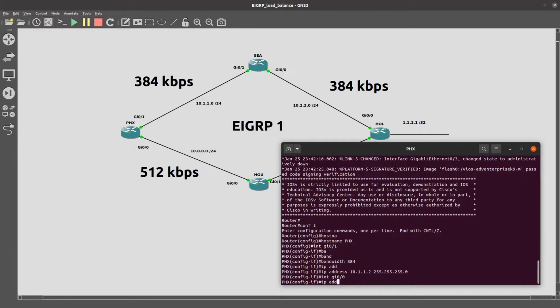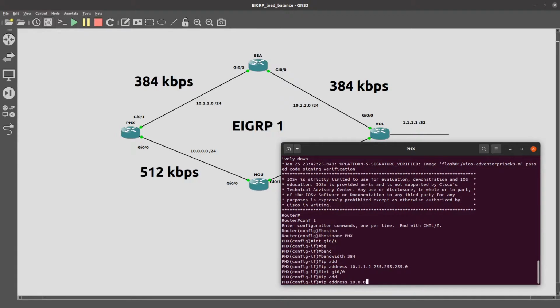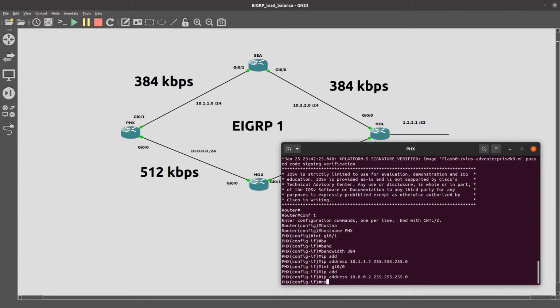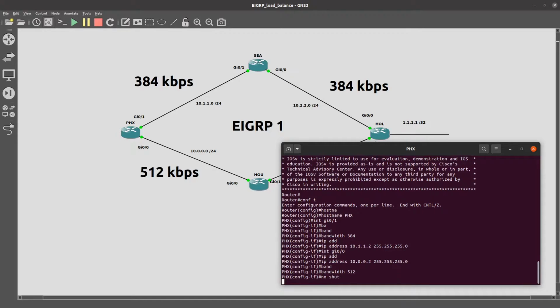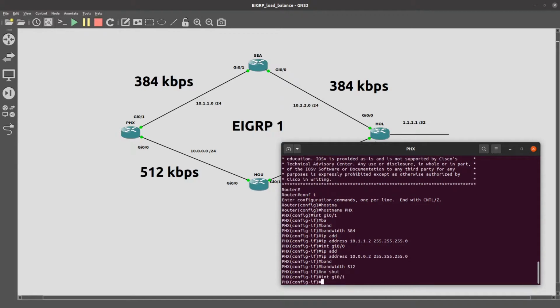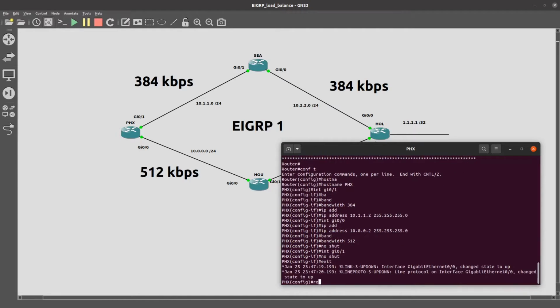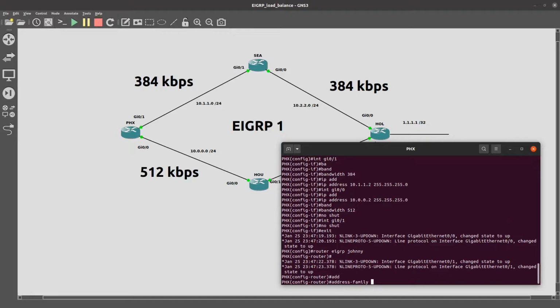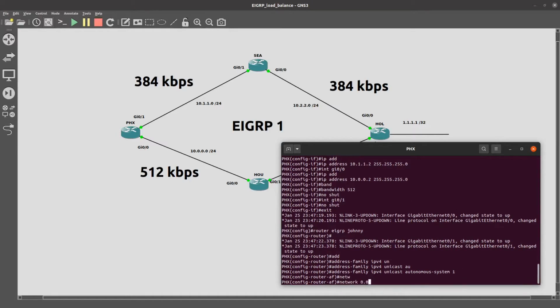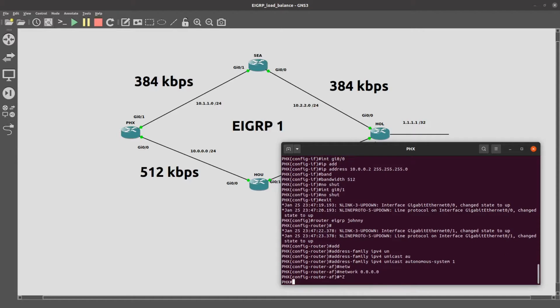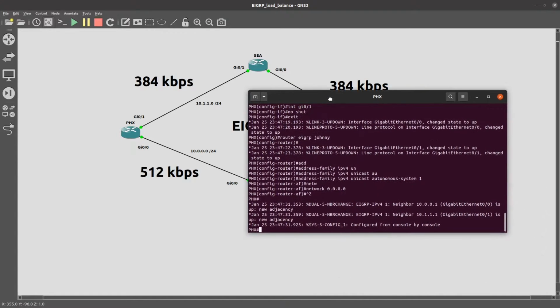Gig 0/0, the address 10.0.0.2. Let's change the bandwidth as well. Got the no shut gig 0/1. Now EIGRP for unicast on system 1. Alright, now we're going to see our neighbors come up.